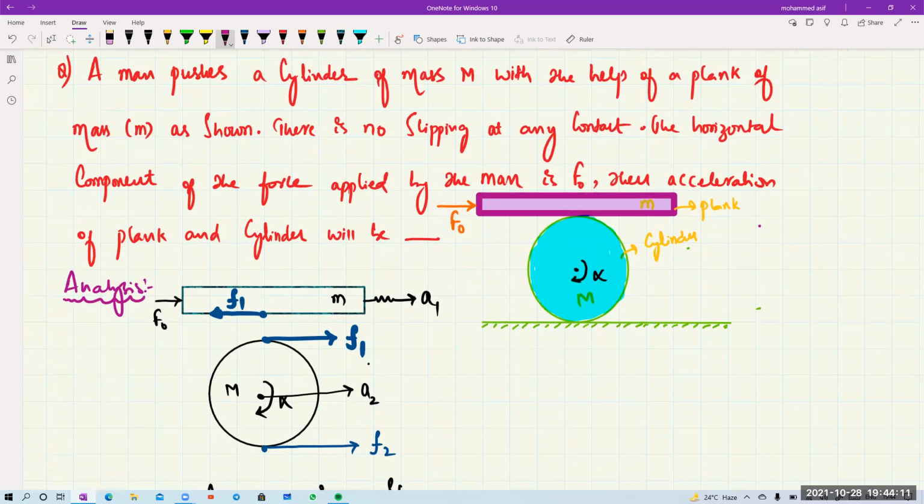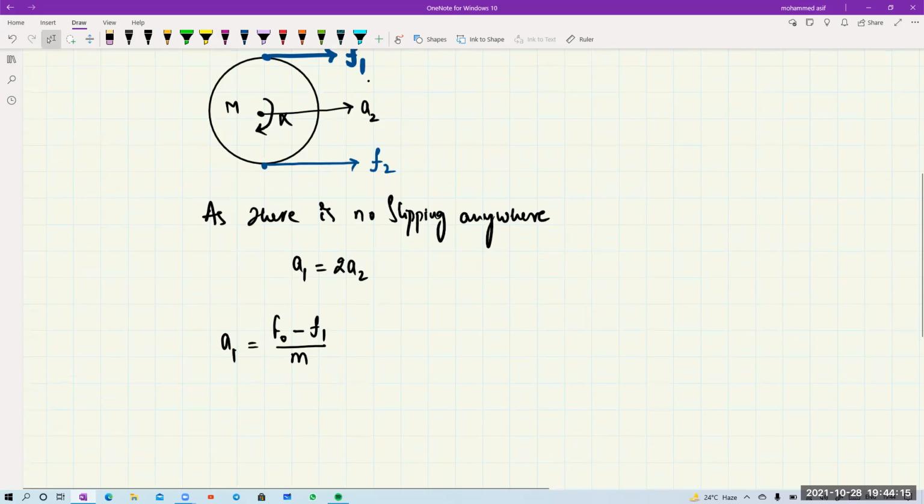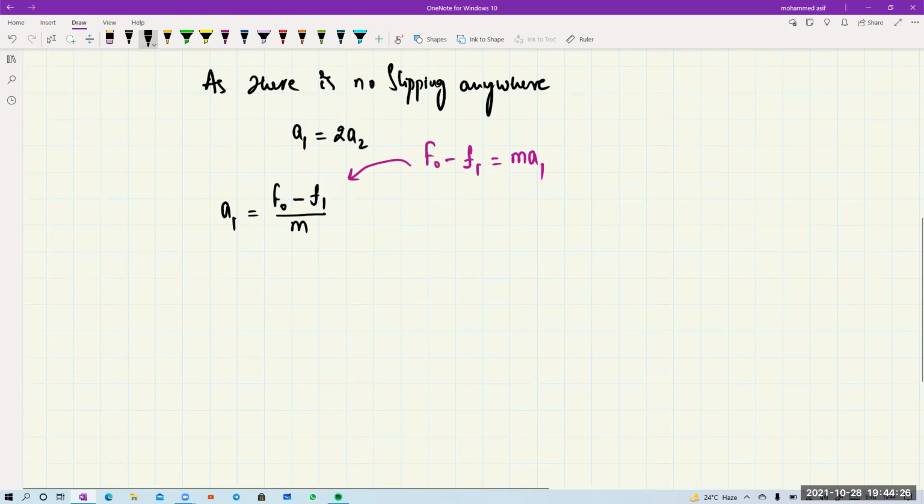See, on this plank, F naught acts in the forward direction and F1 in the backward direction. Newton's second law: F naught minus F1 is equal to mass into acceleration A1. So from this, I got this given condition. Clear for everyone? The same way, A2.